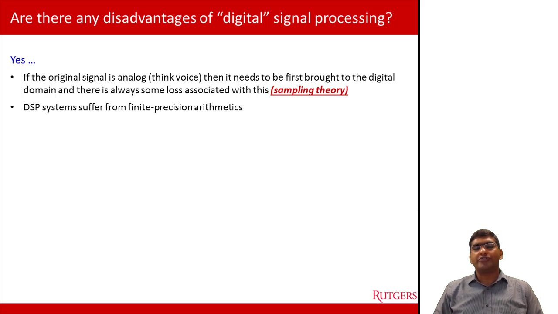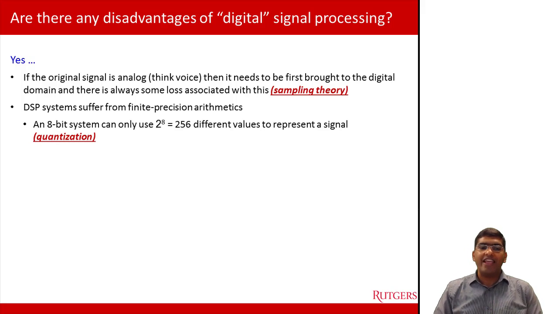DSP systems also suffer from finite precision arithmetic. So for example, if you have an 8-bit system, it can only have 2^8 = 256 different values to represent a signal. Analog components, of course, can take on as many values till you reach saturation. That brings up the issue of what's called quantization in signal processing. Again, a big thing that you have to address if you are dealing with digital signal processing.